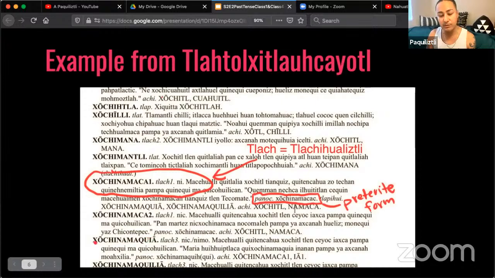But if you look over here, we have xochinamaquia. If you notice, this is an IA verb. It says tlachihualistli 3. So if you remember, this is a class 3 verb, and it's telling you that yeah, this is a class 3 verb, and this one tells you right here, the past tense is xochinamaqui or xochinamaquihqui, which if you remember last week when we learned class 3 verbs, you could have xochinamaqui that way or xochinamaquihqui because it's a class 3 verb.